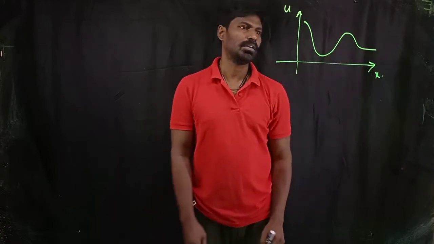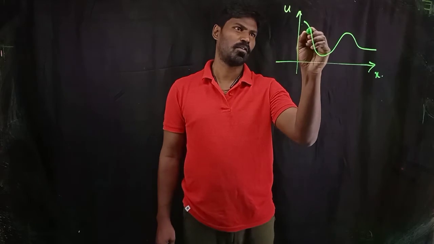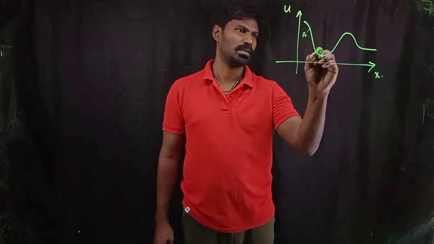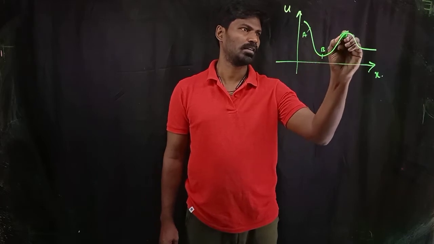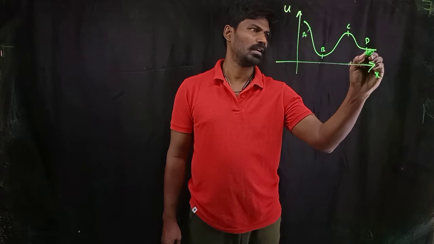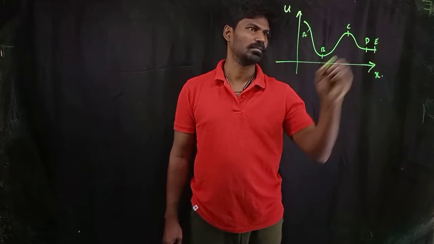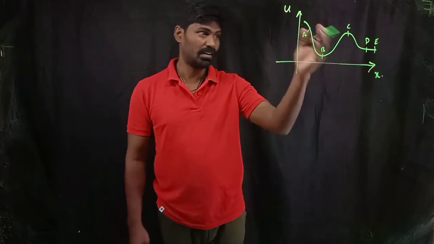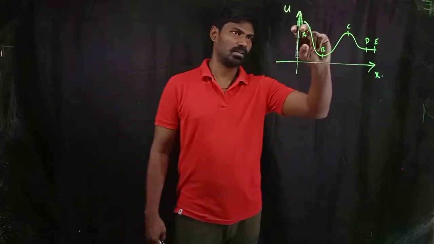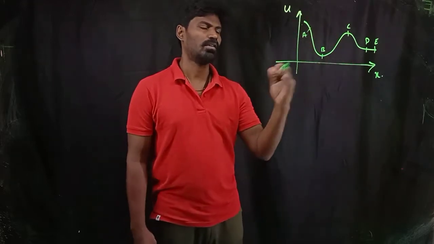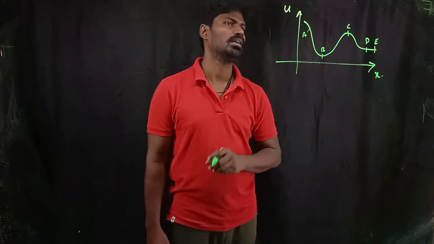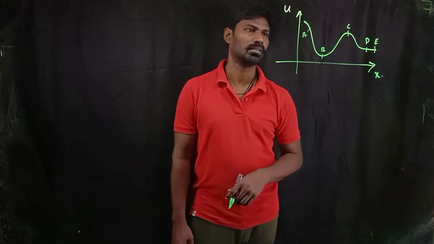Okay. So in this, I'm considering a few points. Let me call this point A, this point B, this point C, this point D, and this point E, like this. I divided it into a number of sectors because based on these regions, I want to show you how the particle motion is influenced by this potential energy curve.